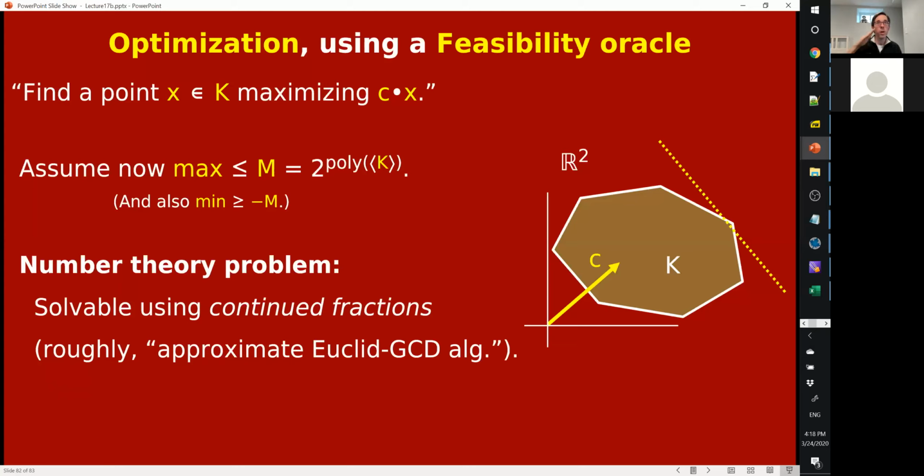When you really want to get the exact optimal value of c dot x, you get super, super, super close to it with a dyadic fraction. And then the last step is some rounding thing.